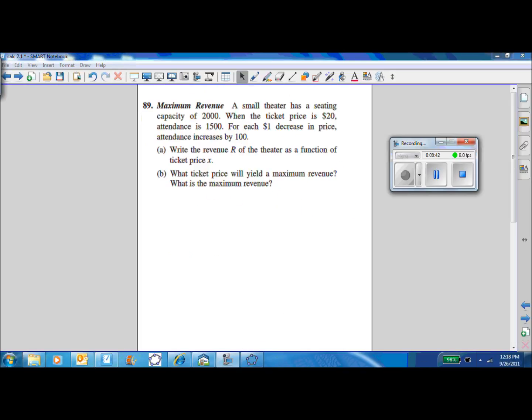Finally, let's look at this word problem, max revenue. A small theater has seating capacity of 2,000. When the ticket price is $20, attendance is 1,500. For each dollar decrease in price, attendance increases by 100. Write the revenue as a function of the ticket price, x.